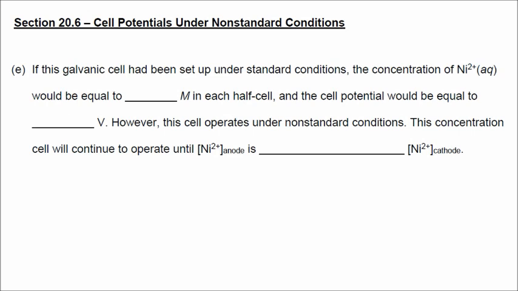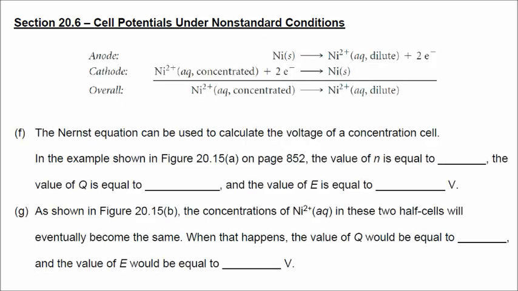If this galvanic cell had been set up under standard conditions, the concentration of nickel would have been 1 molar in each half cell. Well, you can't generate a cell potential if the two concentrations are equal. The cell potential would have been 0. However, this cell continues to operate until eventually the concentration of nickel in the anode is equal to the concentration of nickel in the cathode. So the overall reaction looks like this. We have a concentrated solution of nickel and a dilute solution of nickel.